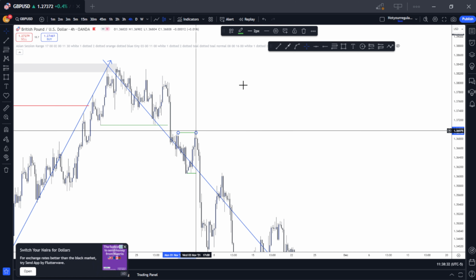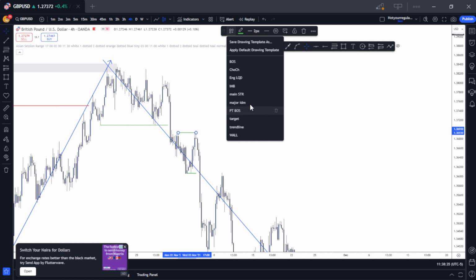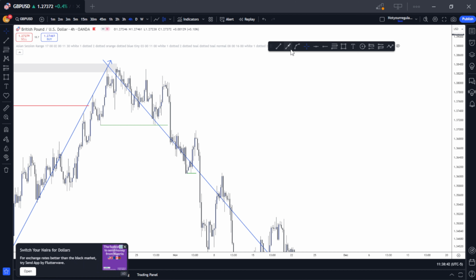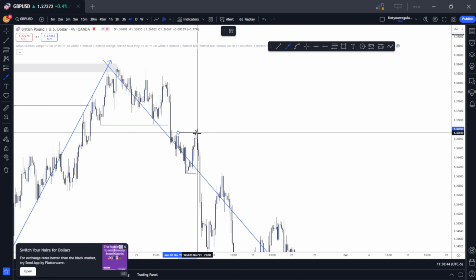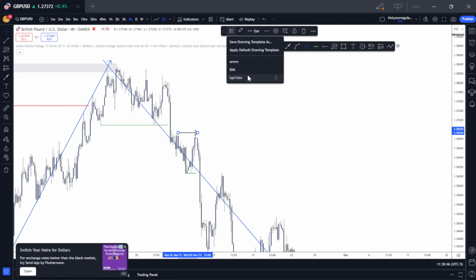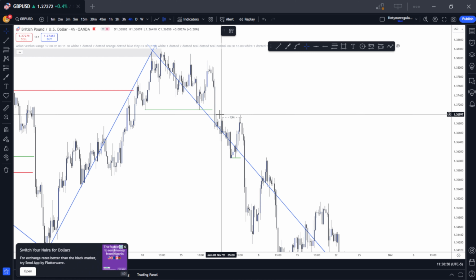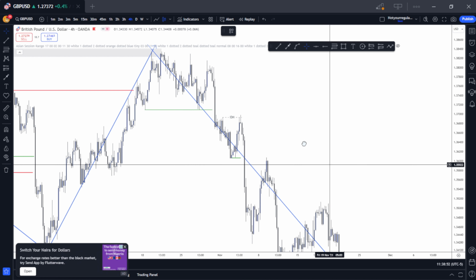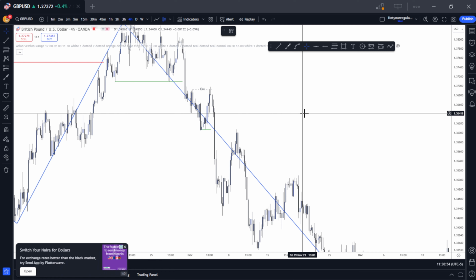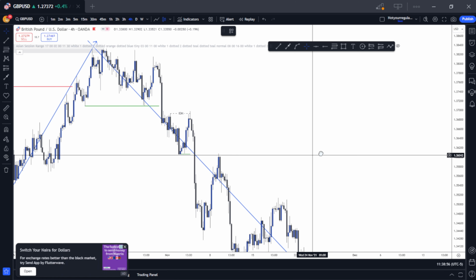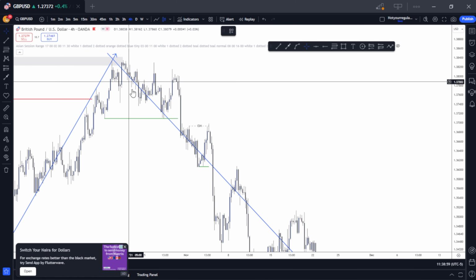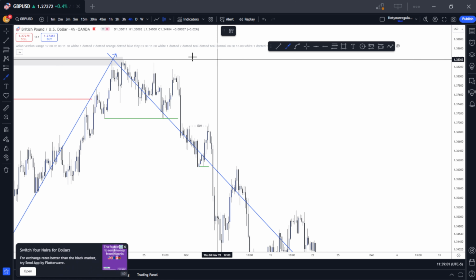This was an internal inducement. That's on another time frame. Yeah, this was an internal inducement on another time frame. Then mitigated another block here and sold off again drastically.